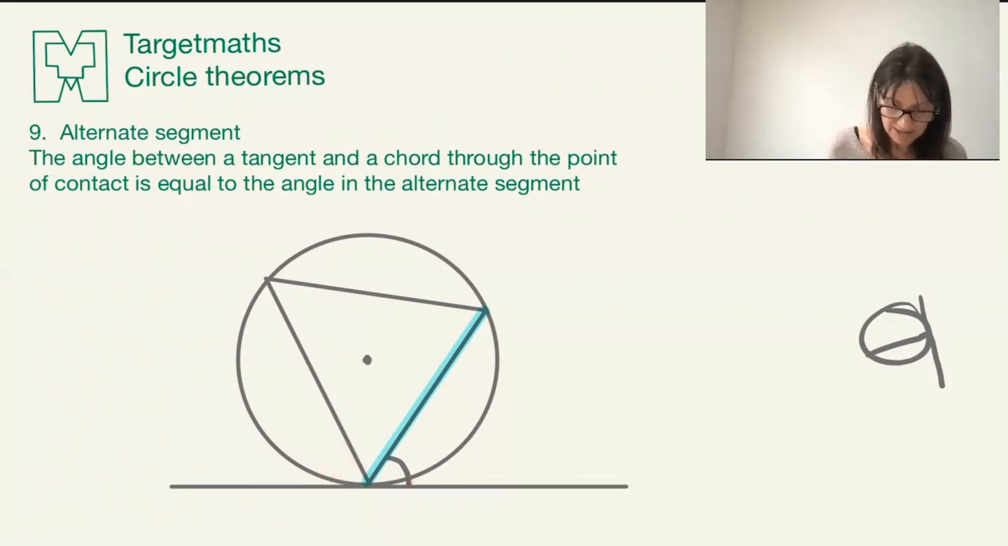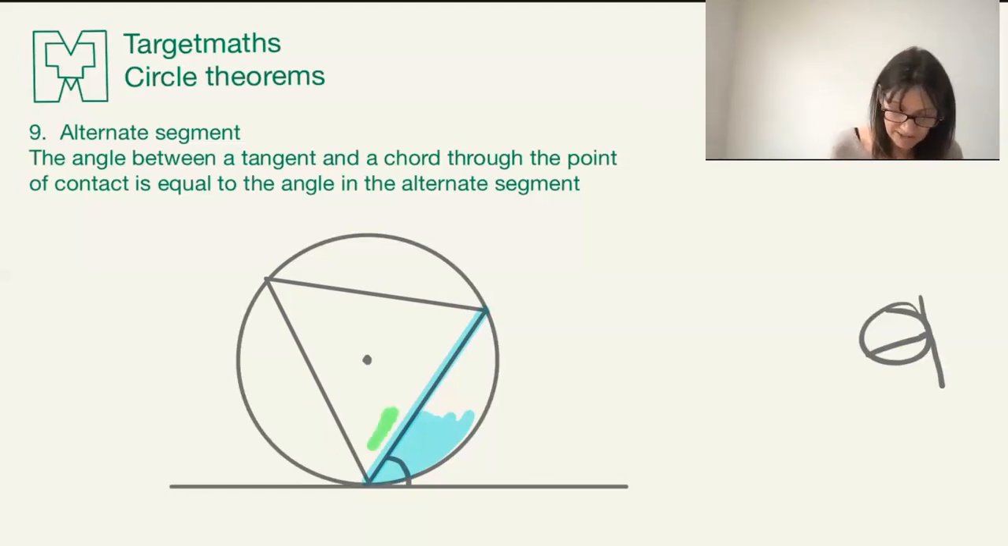So this angle is touching this chord, and I have to choose the angle that's equal to it in the alternate segment. This is where people get confused, so I'm going to show you. I've got this segment, which I'm not going to colour in completely, which holds the angle. And then I've got this segment, yeah? I've got two segments either side of a chord.